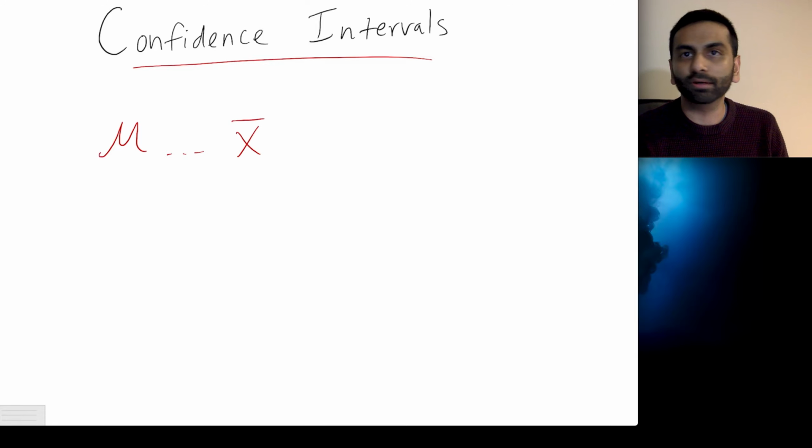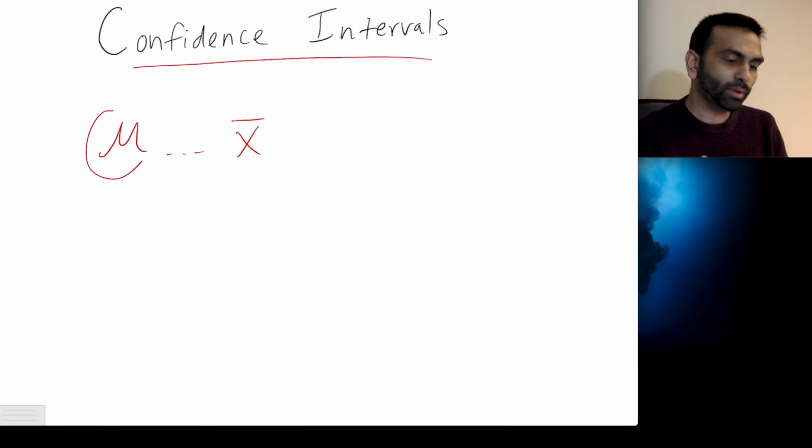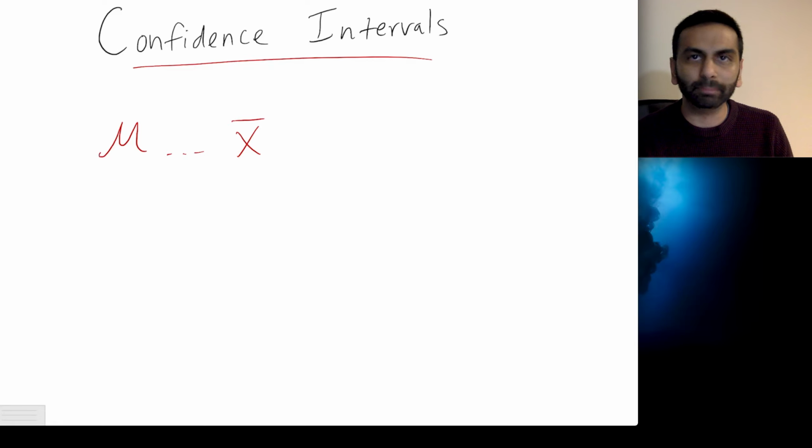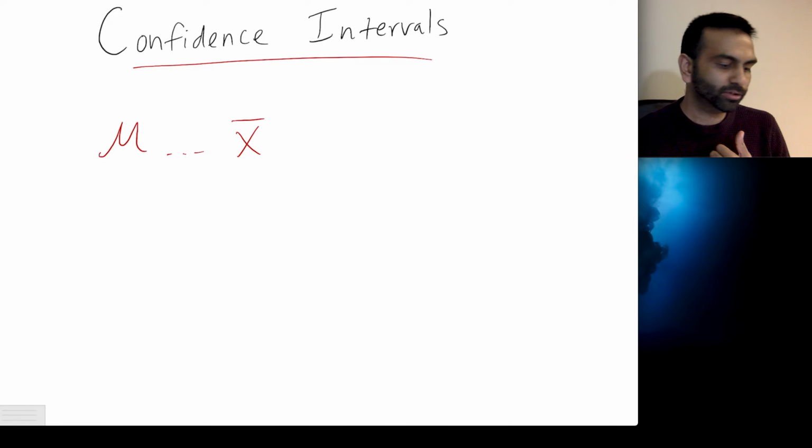So if you wanted to know the average SAT score among everyone who took the SAT, you want to know the mu. But if you were to just ask a couple hundred people and you have that average, that's your x bar. So that's called a point estimate. So this is a point estimate for mu.